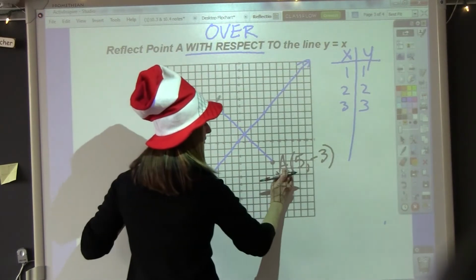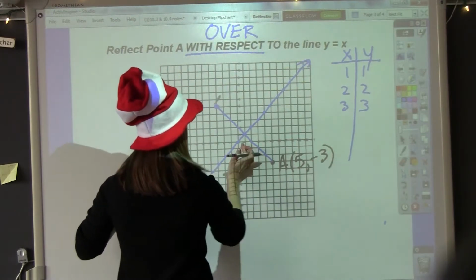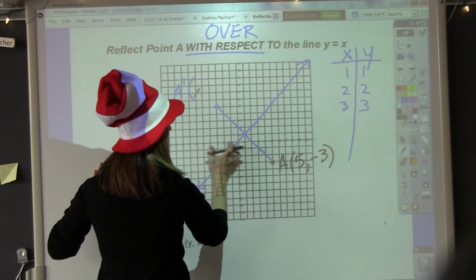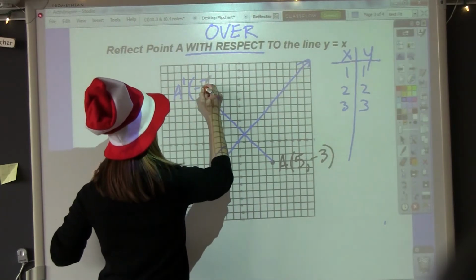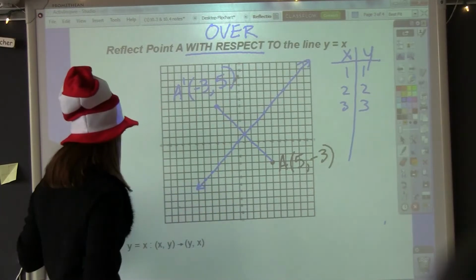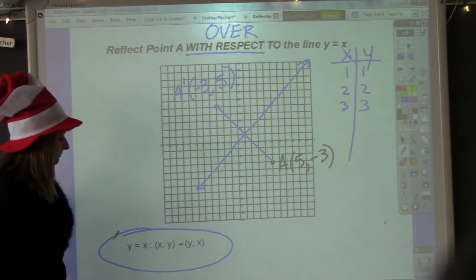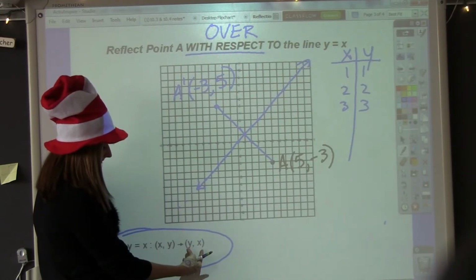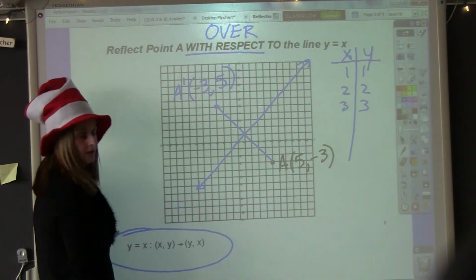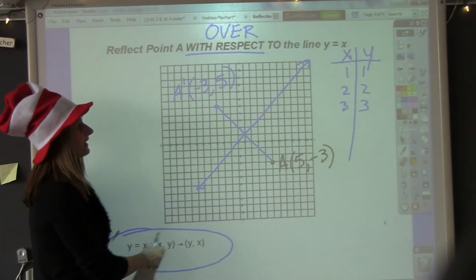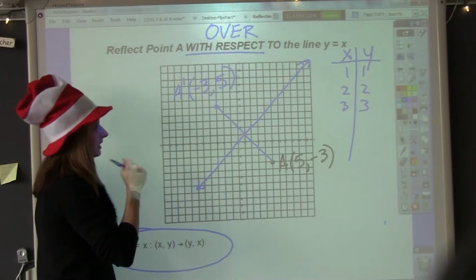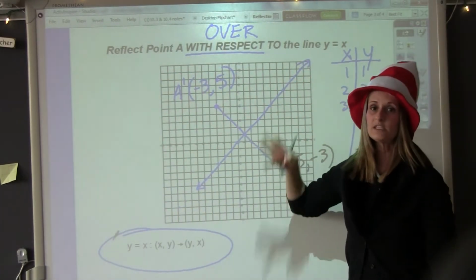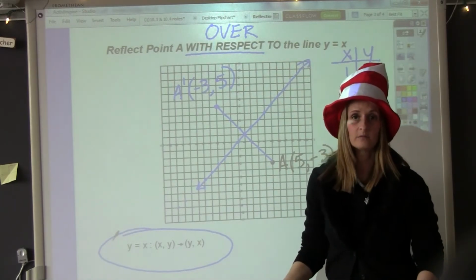Here we go. The original coordinates are at 5, -3. And now the new A prime is at negative 3, positive 5. What's happened? Here's the rule. The x and the y are switching places. That's it, and that's for reflecting over y equals x. You can use the rule if you'd like, and then you don't have to count, or if it's easier for you to count, just go ahead and count.